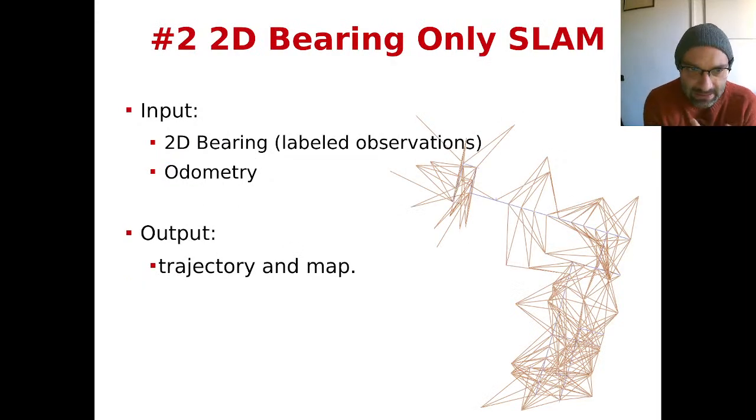Second project is quite simple. The input is that we have a 2D robot that is moving in the plane, and the robot observes landmarks in bearing only. It has an odometry. The observations are labeled. What I want to have is the trajectory and the map using least squares. Okay, bearing only SLAM problem using least squares. Remember that you will have to triangulate a landmark.